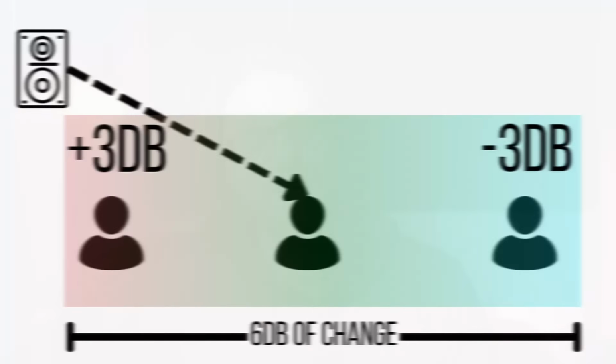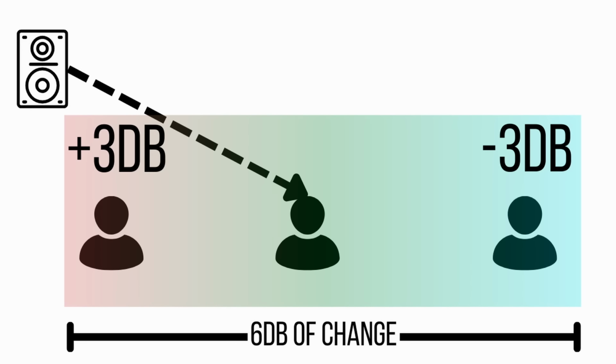So big picture, we want great sound everywhere. We want it to be ish the same volume from front to back, and we want it to be ish the same frequency response from front to back. By ish, I mean plus minus 3 decibels from the center, a maximum variation of 6 dB.